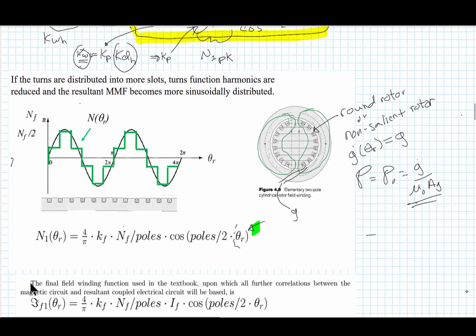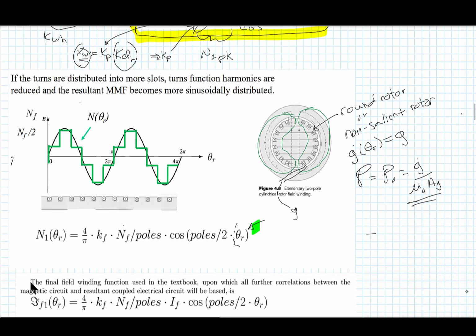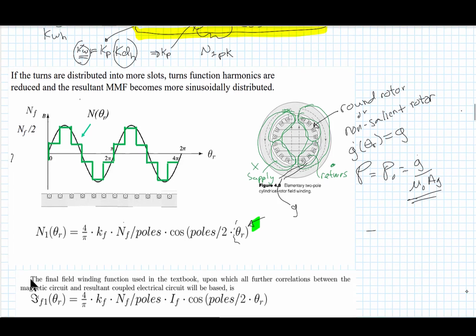If we had a four-pole machine, we would basically have supply, these would be returns, they'd be dots, supply, okay, so these would be X's, and then we'd be back to dots again. So that's a four-pole way of looking at it.